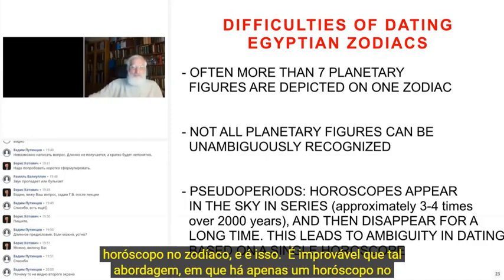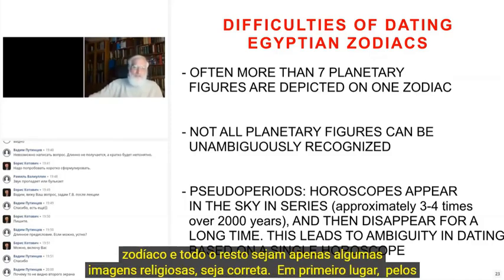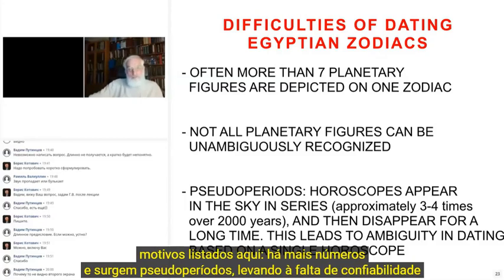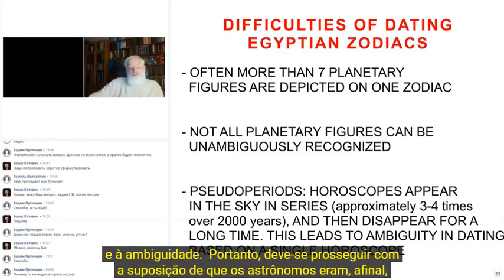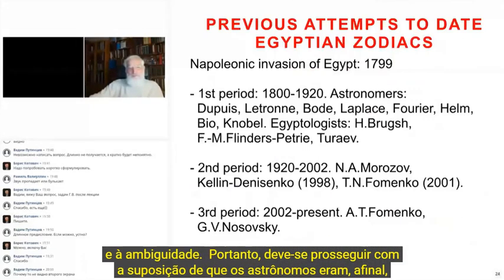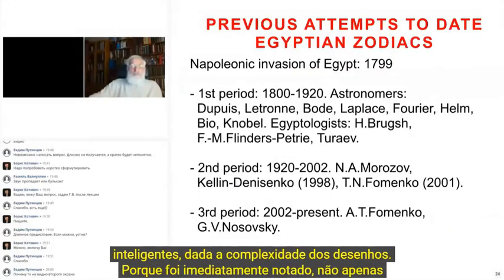Such an approach, where there's only one horoscope in the zodiac, and everything else is just some religious images, is unlikely to be correct. Firstly, for the reasons listed here, there are more figures, and pseudo-periods arise, leading to unreliability and ambiguity. Therefore, one should proceed with the assumption that astronomers were, after all, intelligent, given the complexity of the drawings.